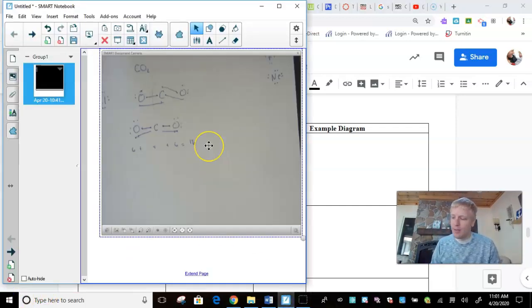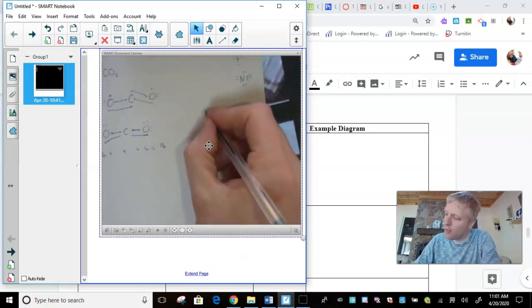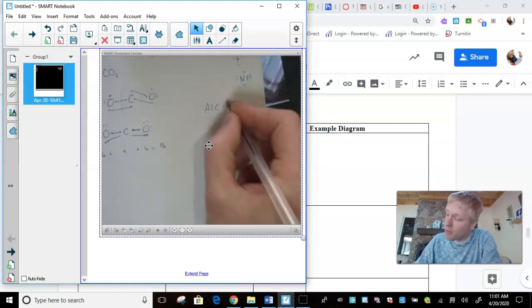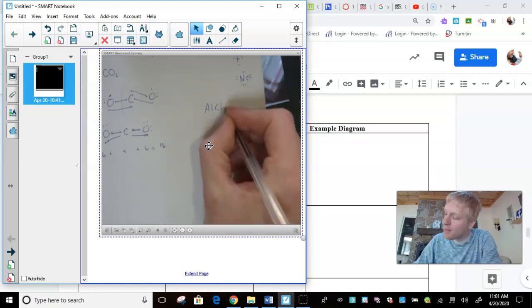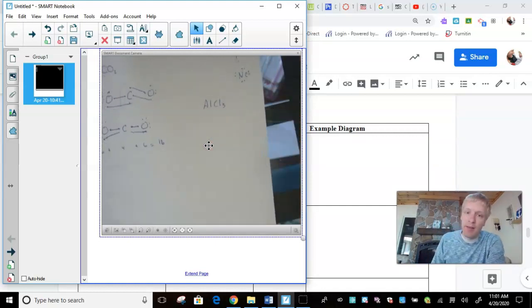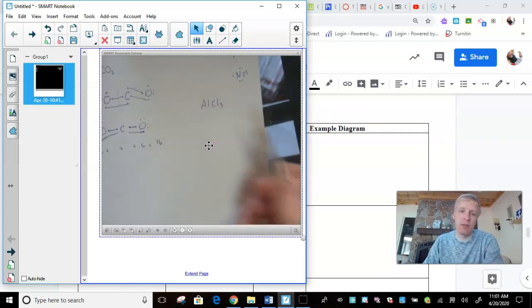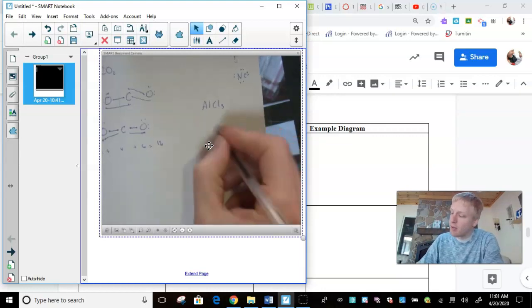Alright, let's do an example. Why don't we do aluminum trichloride, or aluminum chloride, AlCl3. So right off the bat I got 3 chlorines, 1 aluminum. Which one's going to be in the center? The one in least supply, which is aluminum.